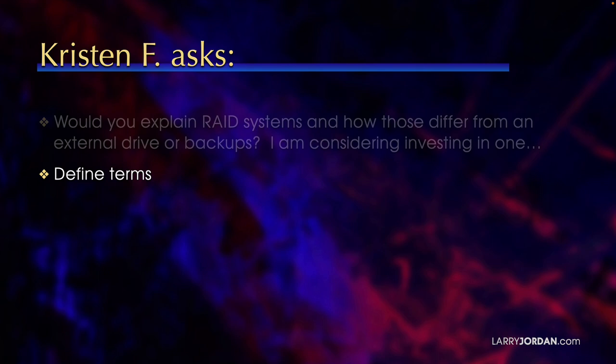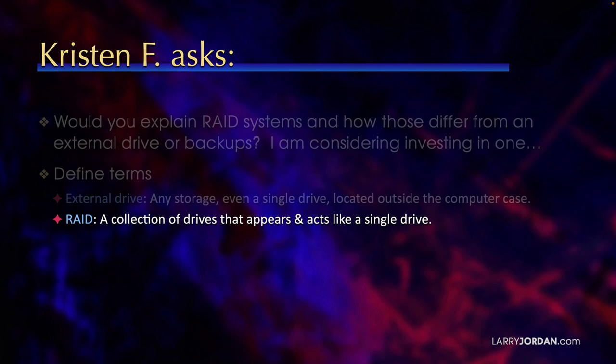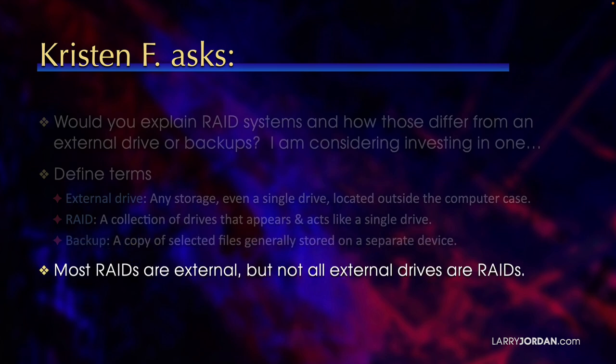If we start by defining terms, an external drive is any storage, even a single drive, that's located outside the computer case. A RAID is a collection of drives that appear and act like a single drive. A backup is a copy of selected files generally stored on a separate device. In other words, most RAIDs are external, but not all external drives are RAIDs.